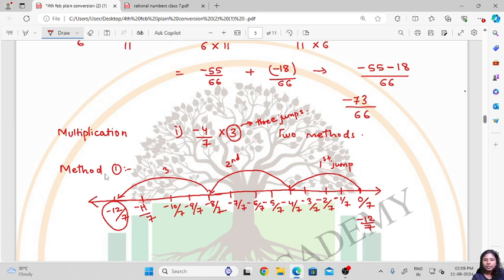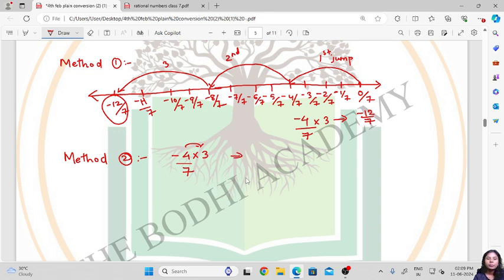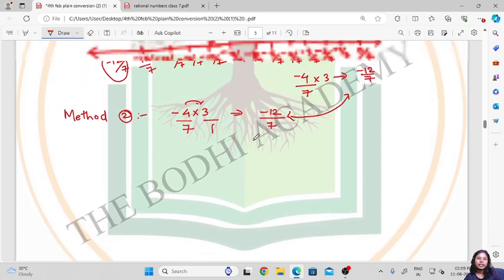So now when I multiply, my final answer here for minus 4 by 7 into 3 is minus 12 by 7 by the first method. Now the second method is direct multiplication. In this we multiply both the numerators, so we'll get minus 12, and the denominator remains the same. So basically this is 1, so 7 into 1 is 7. So both our answers are the same. In these two methods we will get the same answers for multiplication.